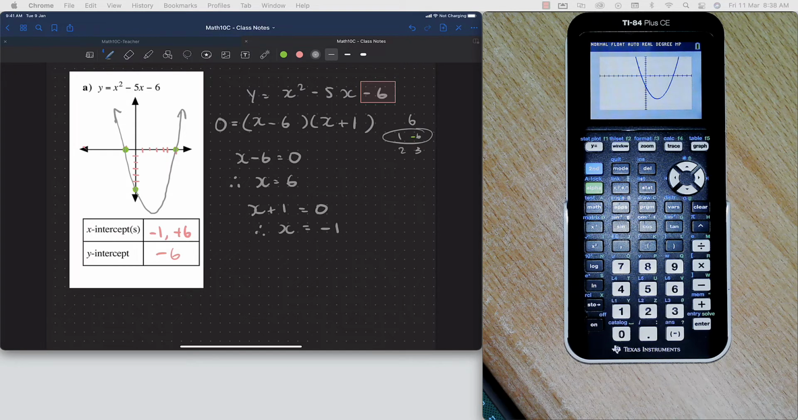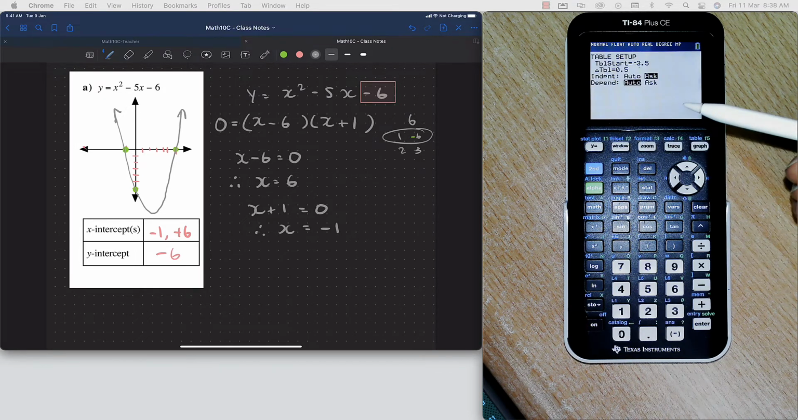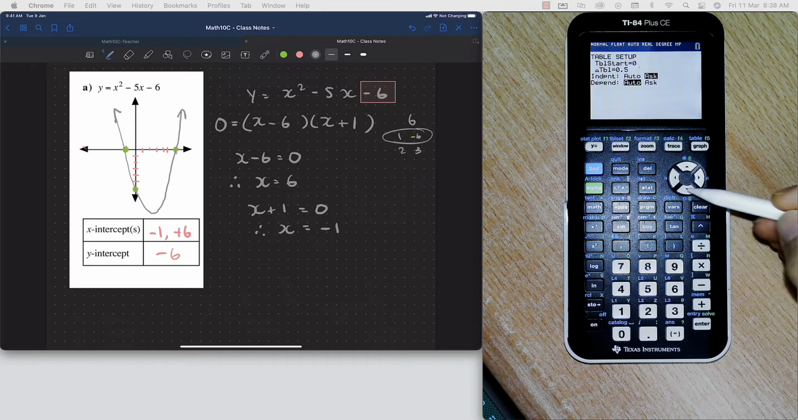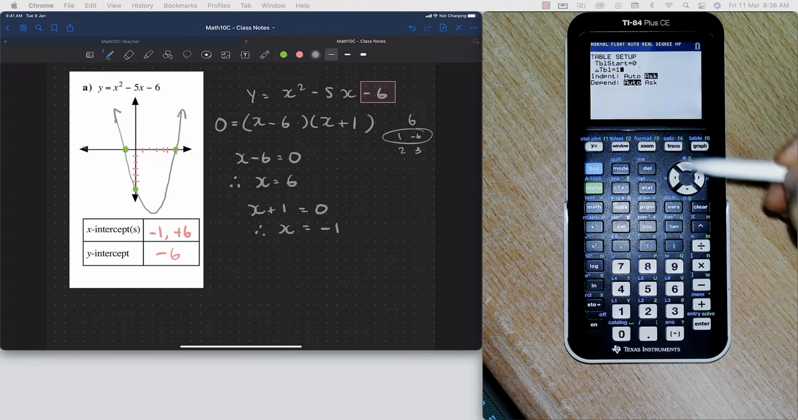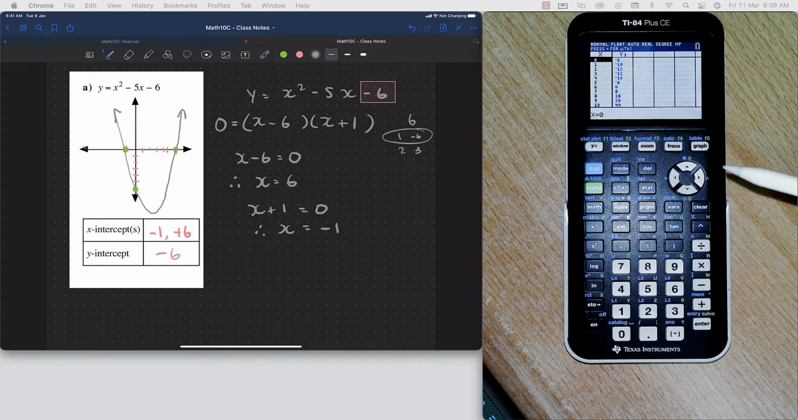Okay, I'm going to show you a few other things that we can do on this calculator right here. So again, if I go to my table set, and I can see that everything's sort of an integer value, so I'll just start my table again at 0, and I'll set the table increments to 1, and I'll set the independent variable to auto, and then we'll go to the table, and at 0 right there you can see that that is negative 6.